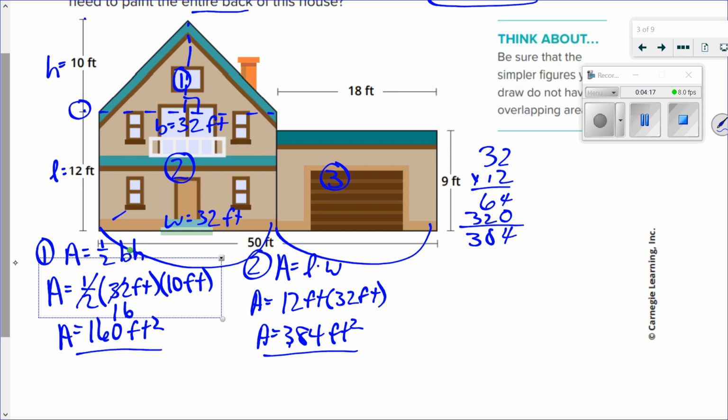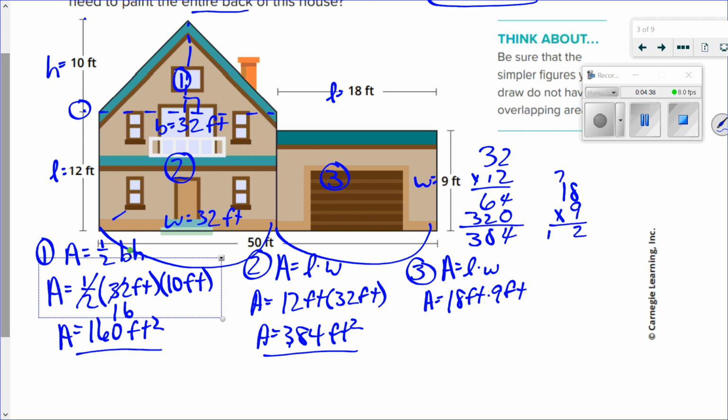Now I do my third shape. This is the rectangle of the garage. On this one, area equals length times width. So I'm going to say that the length is 18, the width is 9. So area equals 18 feet times 9 feet. 18 times 9 gives us 162.